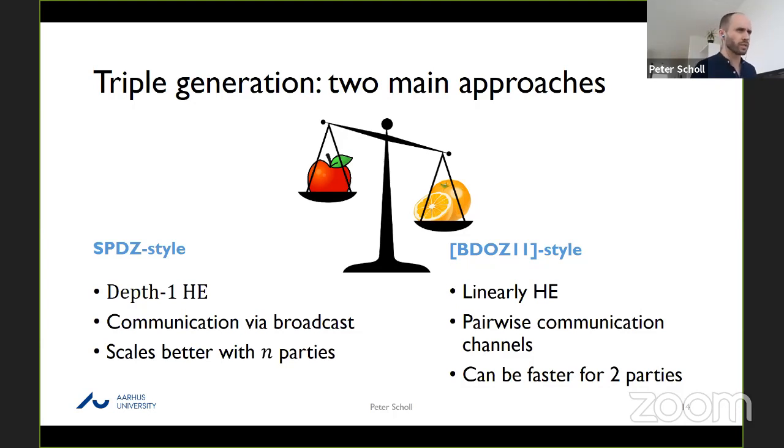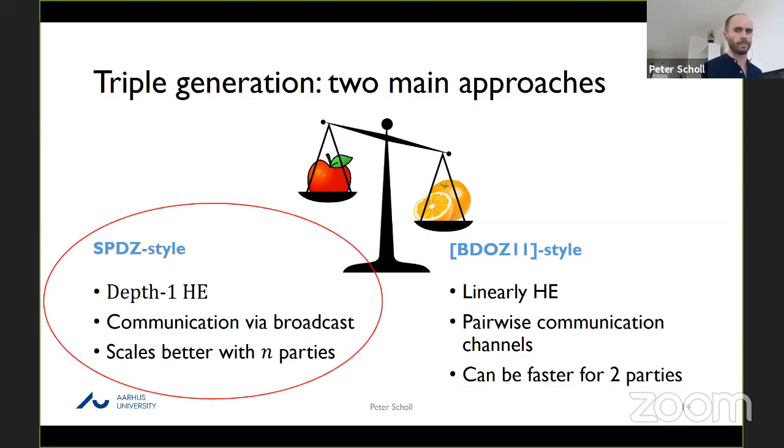And the SPDZ approach is a little different. It uses depth 1 multiplicative homomorphic encryption. And all of the communication is via broadcast channel. Even though the asymptotic complexity is the same, in practice, it tends to scale better with the number of parties, whereas BDOZ can be a little bit faster for 2 or 3 parties in some cases. But I'm going to be talking about the SPDZ approach here, of course.